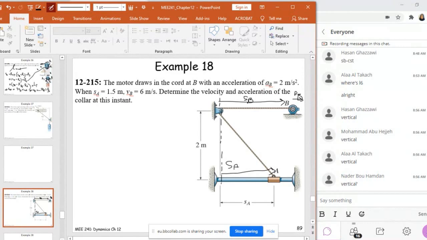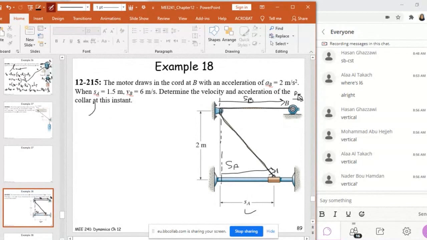Okay. What is given? I know AB, I know SA. SA is known, all right? And I know VB at this instant. I need to determine the velocity and acceleration of the coordinate of A at this instant, right? So what is my rope here? This is my rope from B, this pulley, to A. So let's start. I set my datum, I set SA, SB. This is the first step.